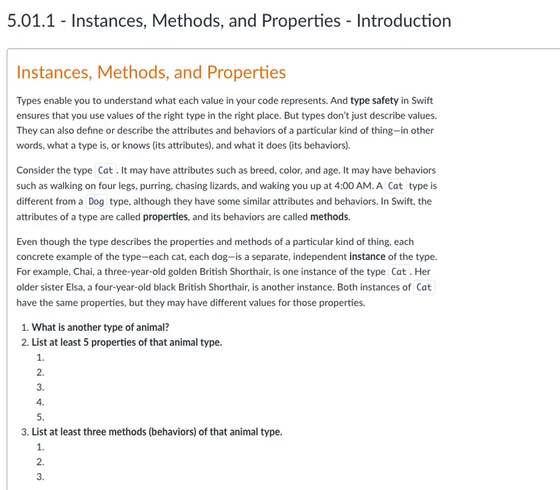But types don't just describe values. They can also define or describe the attributes and behaviors of a particular kind of thing. In other words, what a type is or knows, its attributes, and what it does, its behaviors.